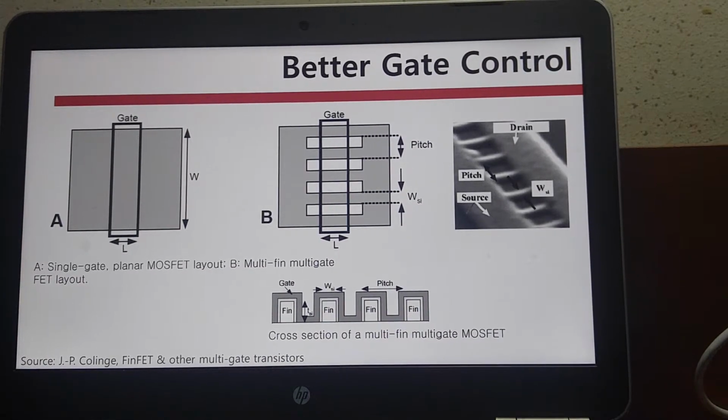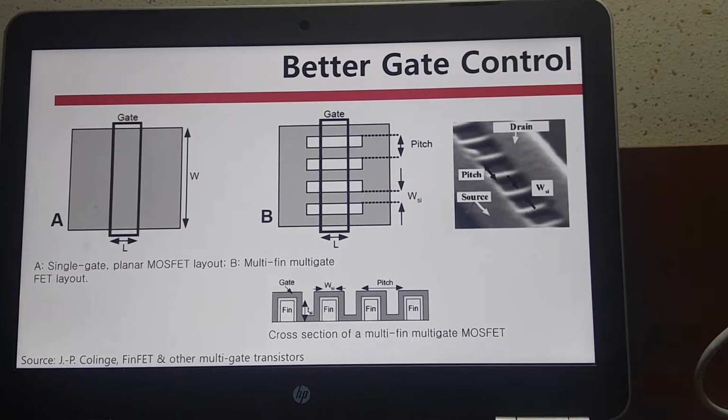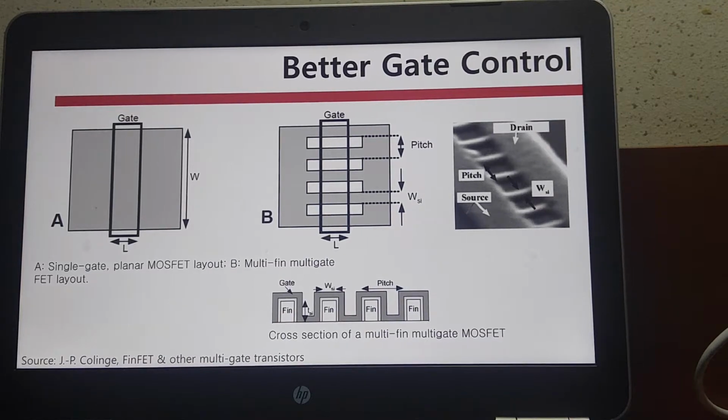After that, we have learned about FinFET, and this is the top view of the FinFET. And there are four important parameters when we design. First is the pitch size of the fin, second is the gate length, and third is the width of the fin. And we have to know how to calculate the total width of one fin.